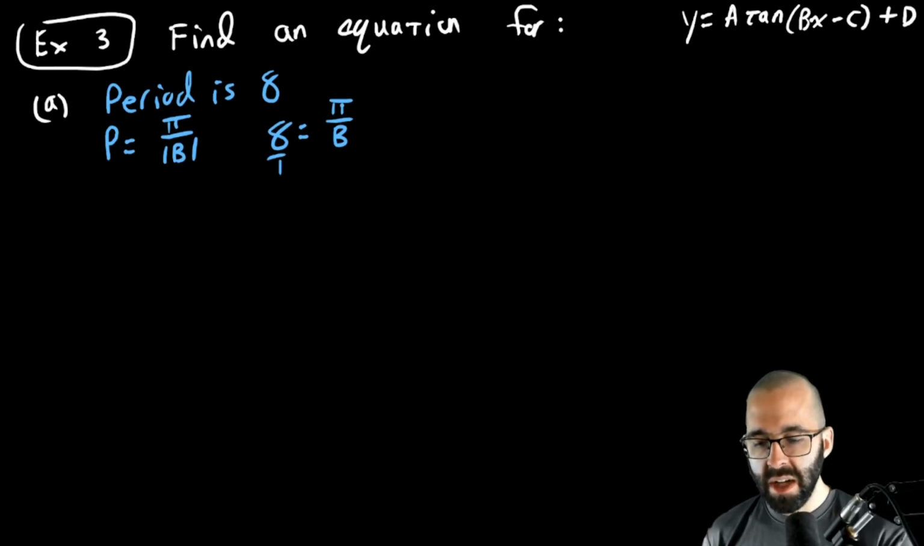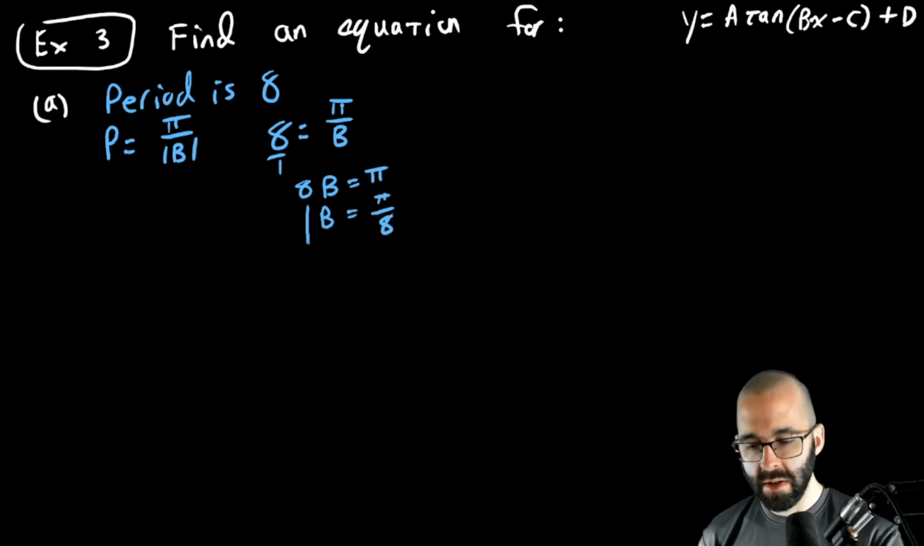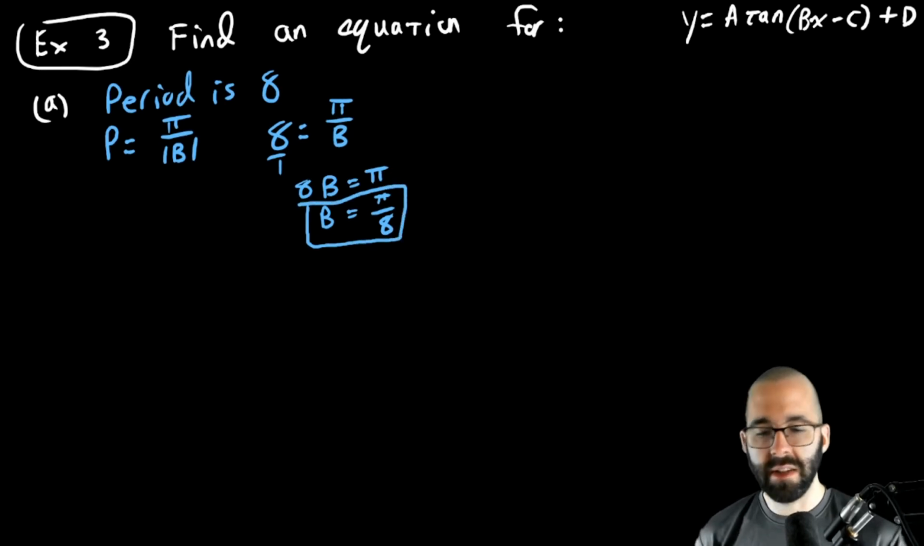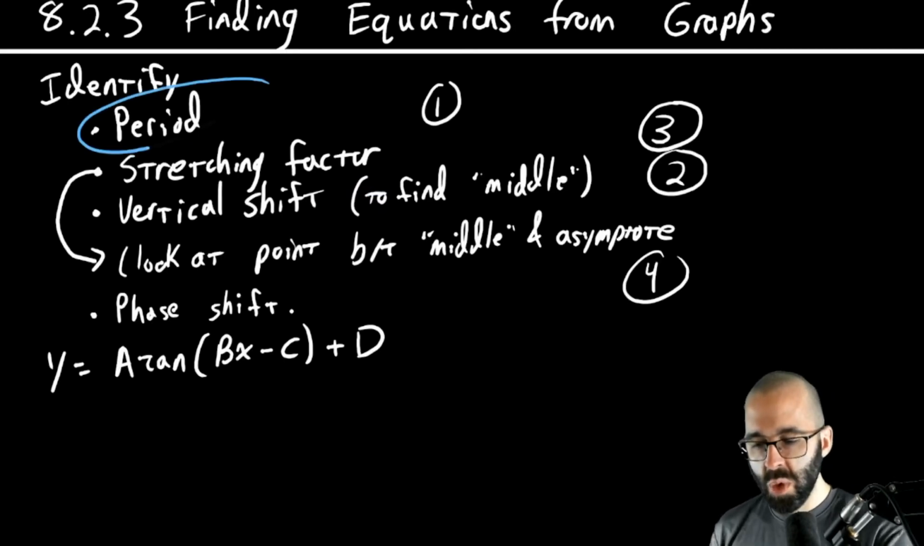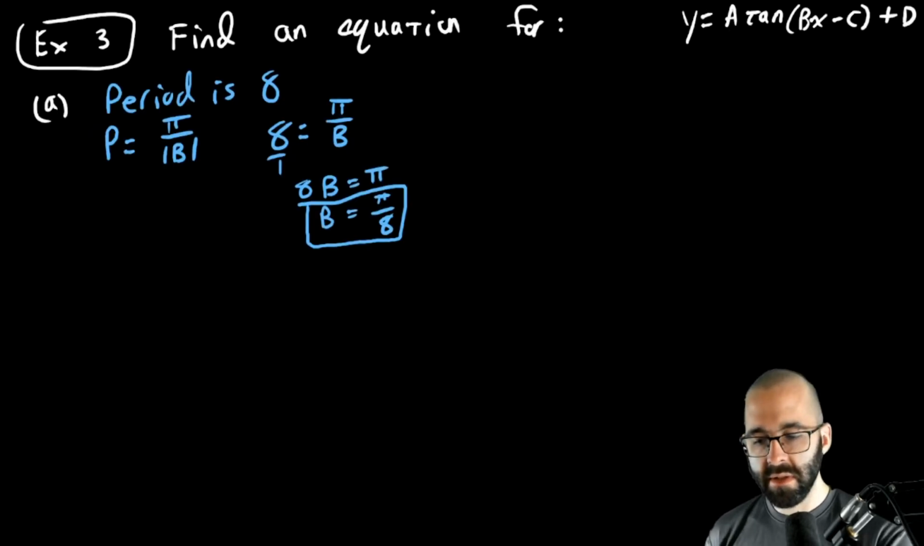We can cross multiply, and that's going to give us 8b equals pi, or b is pi over 8. Good. That's part of our answer. We now know our b value. All right. So we did step 1. Step 2, let's look at vertical shifts.